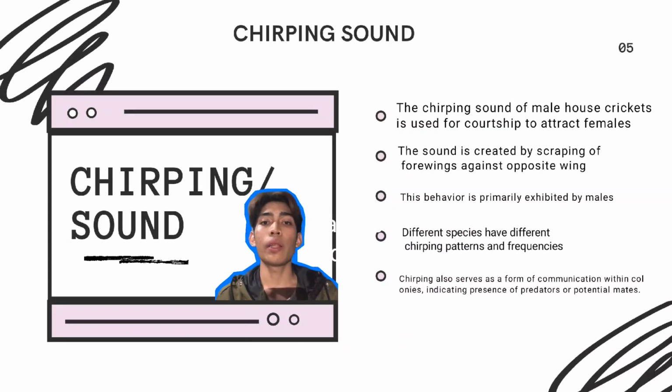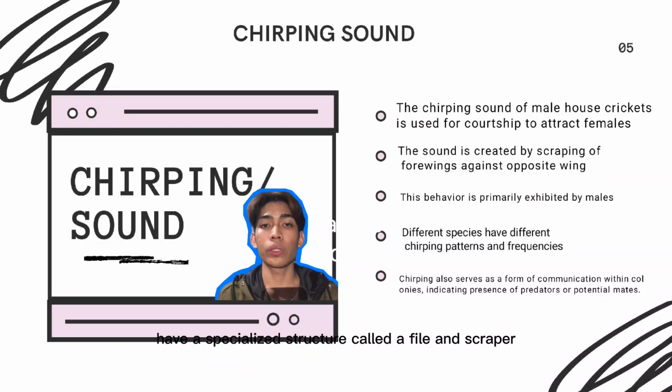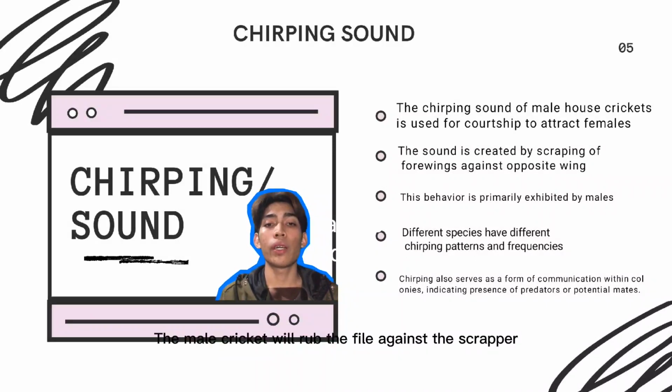The chirping sound that male house crickets, Acheta domesticus, make is produced by rubbing their front wings together. The front wings of male crickets have a specialized structure called a file and scraper, which are used to produce the chirping sound. The file is a hardened, serrated edge on one front wing, and the scraper is a more smooth edge on the other front wing. The male cricket will rub the file against the scraper to produce the chirping sound.